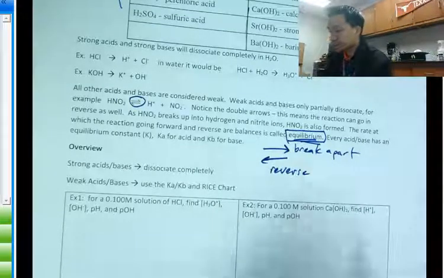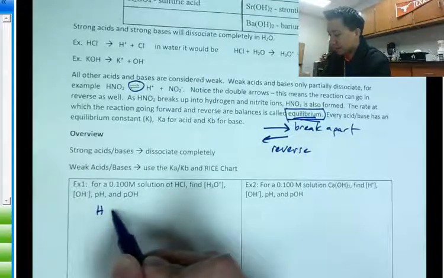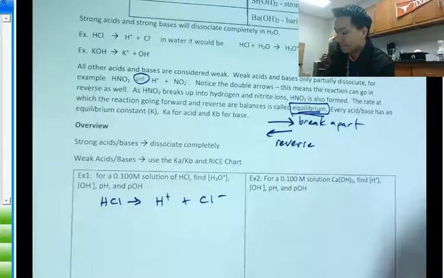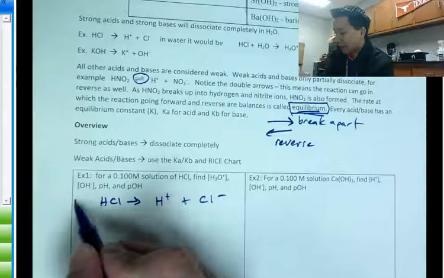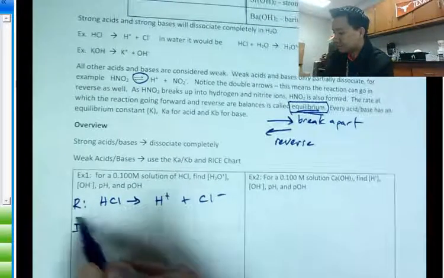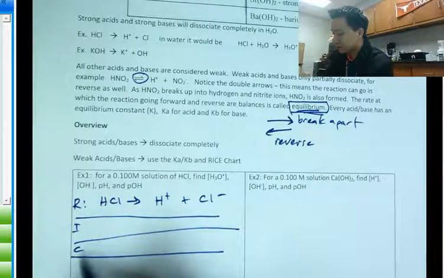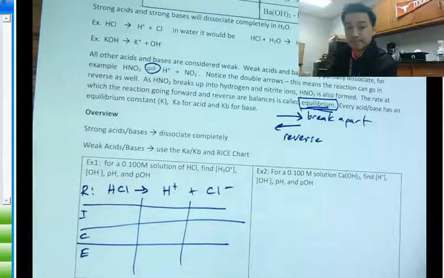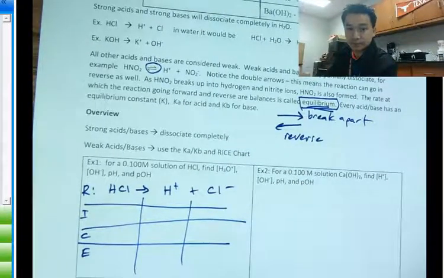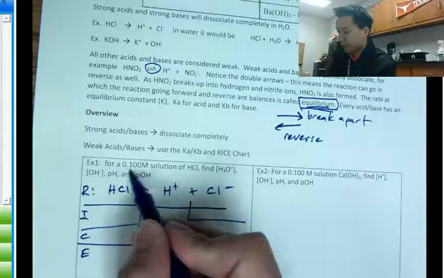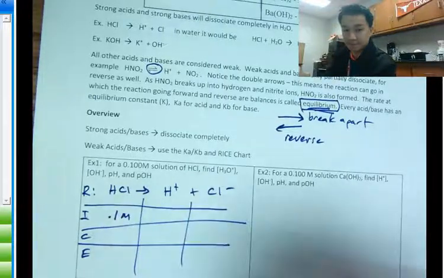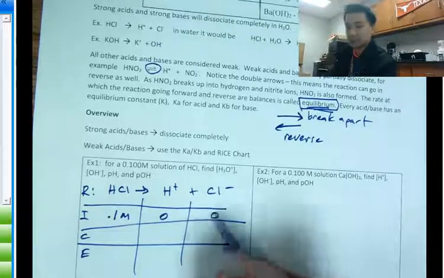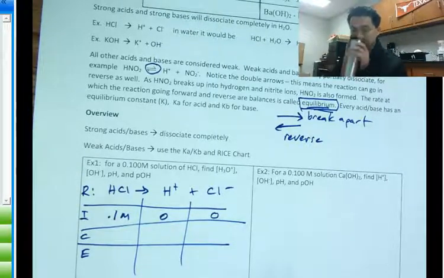For example, number 1, HCl. It's a strong acid. It's going to break down to H plus and Cl minus. And so we're going to use this thing called a RICE table. R is initial, C is change, and E is equilibrium, which is your final. Initially, look at the question: a 0.1 molar solution of HCl. How much do we start with initially for hydrogen and chlorine? It's always going to be 0 here, because we have the acid that hasn't broken down yet.